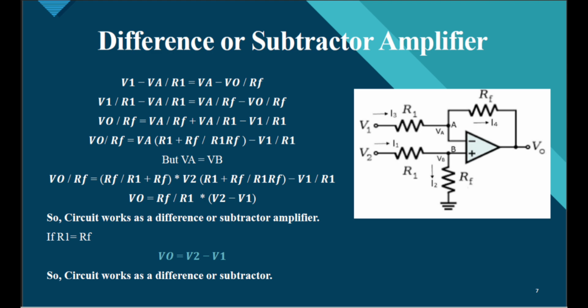But VA is equal to VB, so V naught/RF is equal to VA, where VA is equal to RF/(R1 plus RF) into V2, so we put VA is equal to R1 RF/(R1 plus RF) into V2 into (R1 plus RF)/(R1 RF) minus V1/R1, right? V naught is equal to RF/R1 into (V2 minus V1). So the circuit is a difference or subtractor amplifier, or if R1 is equal to RF, then V naught is equal to V2 minus V1. So the circuit is a difference amplifier or subtractor.